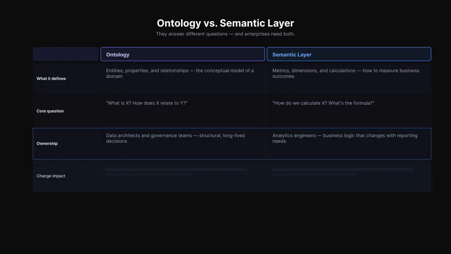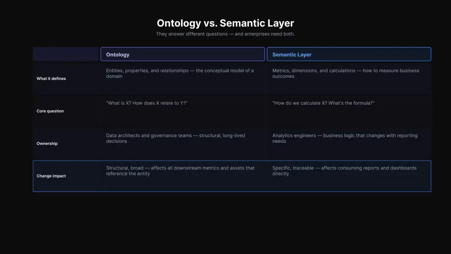Semantic layer definitions tend to be governed by analytics engineers and BI teams, people who think about how metrics get computed and consumed. These are often different people with different skill sets, different tools, and different change management processes. And that brings us to what might be the most practical distinction: how change propagates.